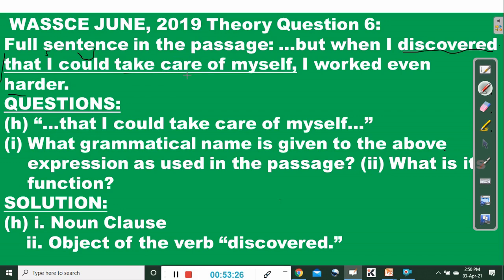I don't know if you really followed the steps we followed here. If you really followed it, you will understand that it becomes very simple and interesting when you discover the grammatical principles we apply in identifying grammatical names and functions. Now we have identified the grammatical name here, and so we come to the solution. Then we look at the question alphabet, which is H, and our solution should be solution H, and then we have question I, and then solution I. All right, H, I, and we write noun clause.